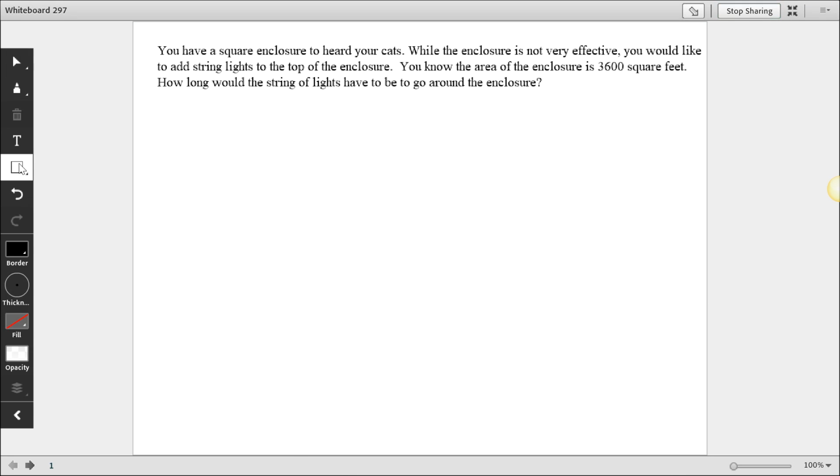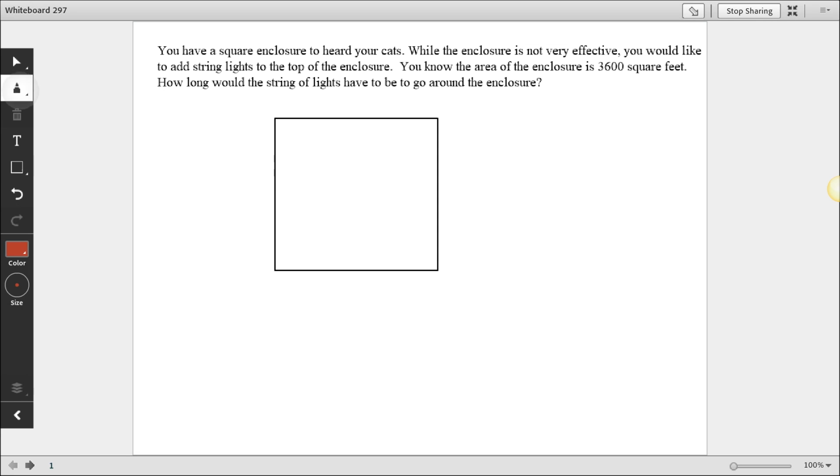So let's take a look at what we got to do here. So first, we know that we have a square enclosure to herd our cats. We know that the area is 3,600 square feet. Now, in the lesson, you're told that area equals side squared. Now, since this is a square, we know that all 4 sides are the same. They're equal. So what's the first thing we got to do?